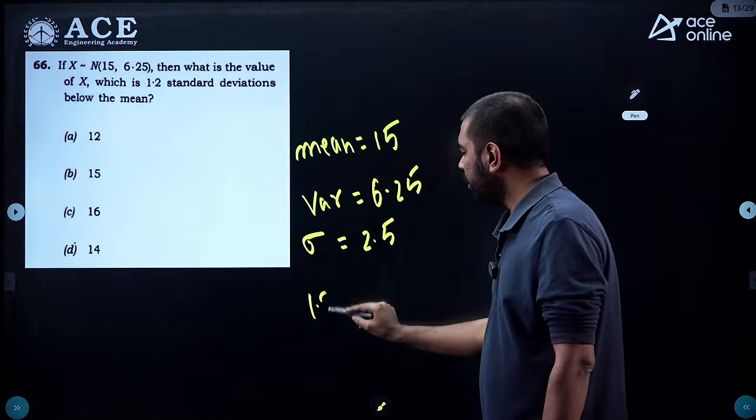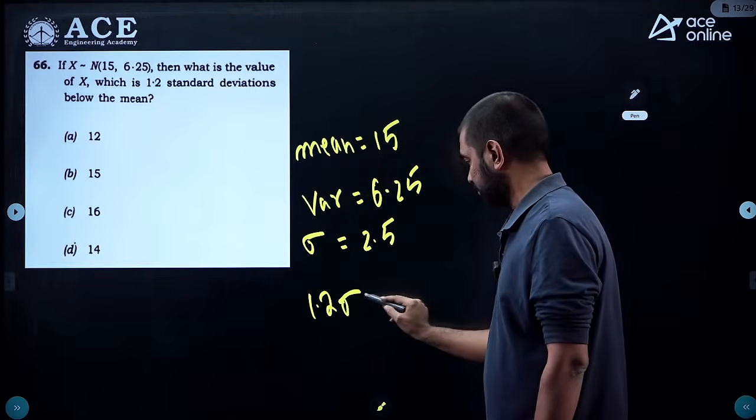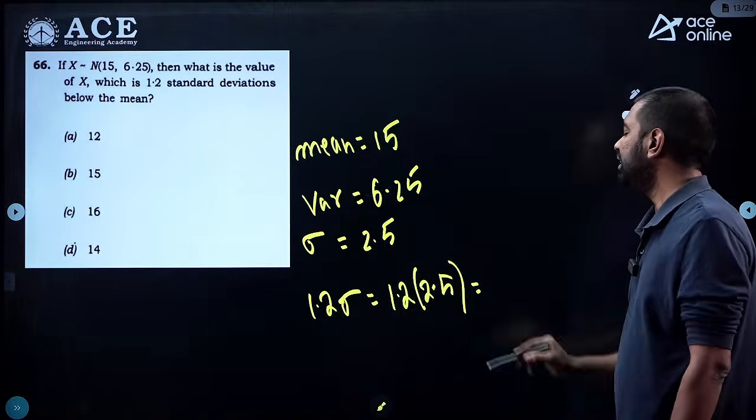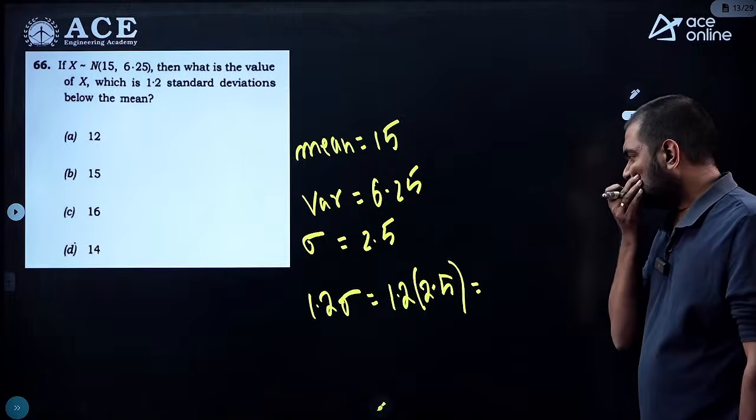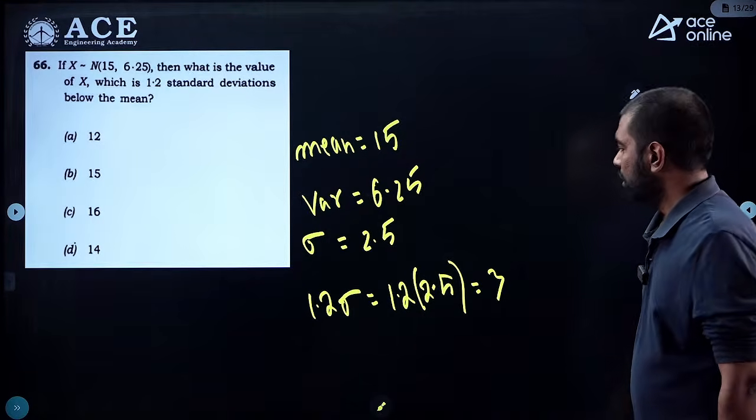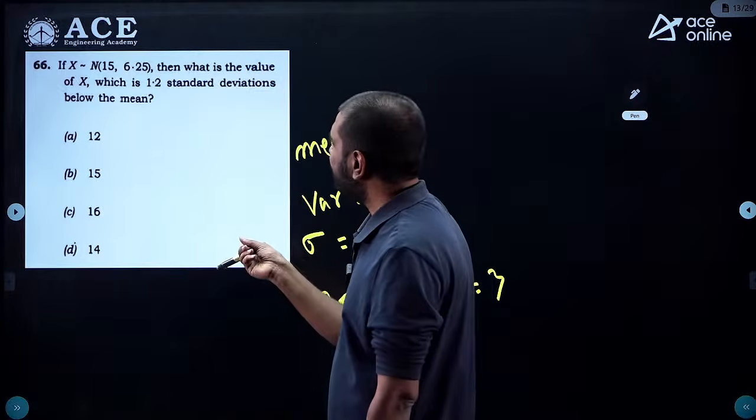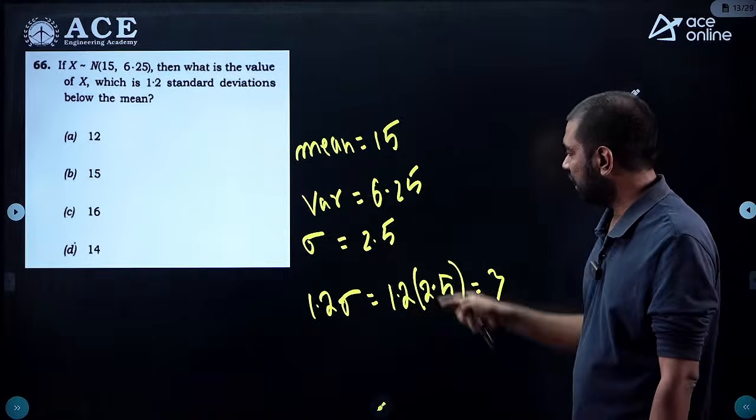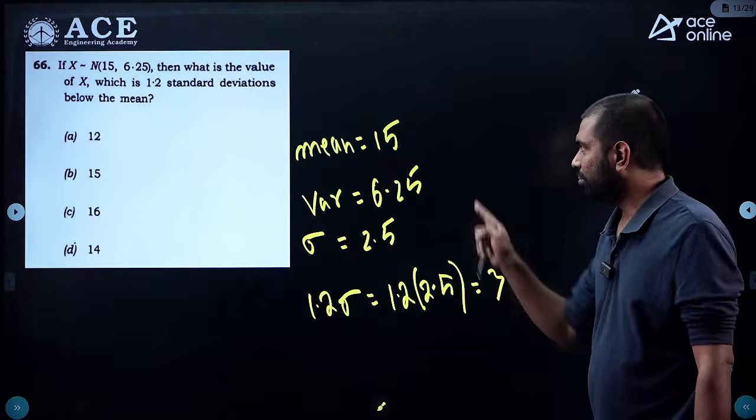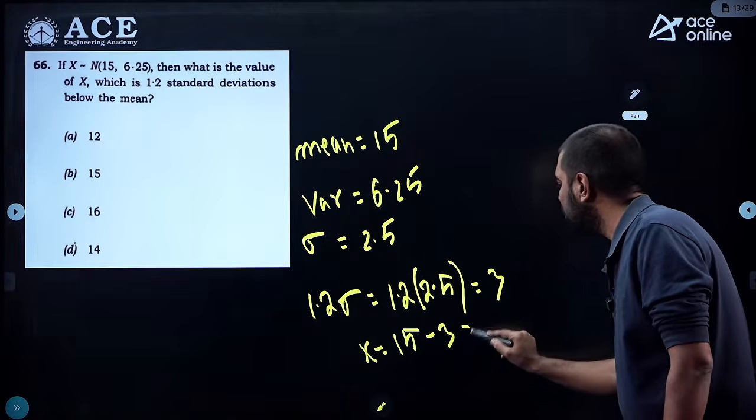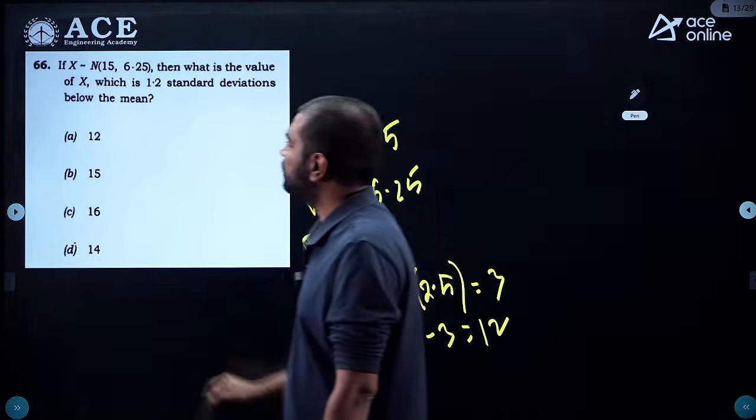Now what is 1.2 times sigma? 1.2 into 2.5. Can you find this? So what is 25 into 12? 250 and then 300. I think it is 3. Now he wants to know what is the x value which is 3 units below the mean. Mean is 15 and 3 units below the mean means he's talking about something like this: 15 minus 3, which is 12. This is also simple actually.